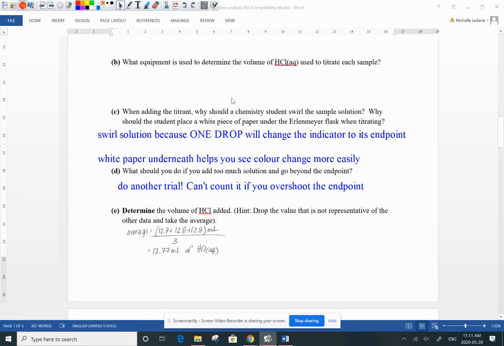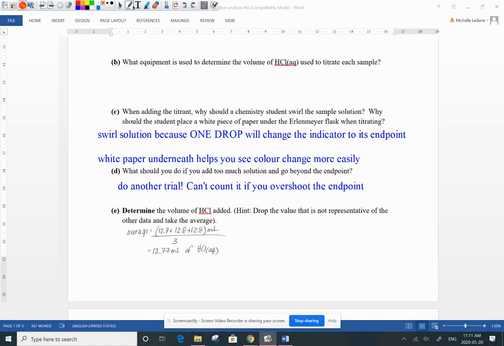Okay, so a couple of questions here. It says, why should you swirl the sample solution? Well, you're mixing it. And 1 drop is actually, you get up to a certain volume, and then 1 drop is going to change the indicator to its endpoint. Putting a white piece of paper underneath it helps you see the color change more easily. If you add too much, like we did in that first trial, you got to get rid of it, right? You got to redo, and you can't count that one. So you overshot it. You're going to do another trial.